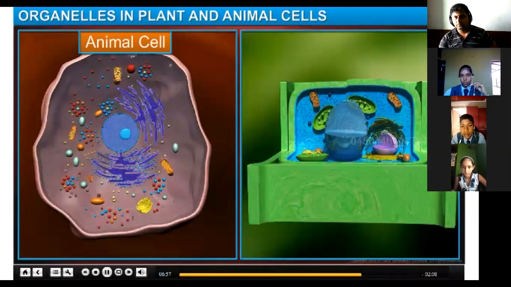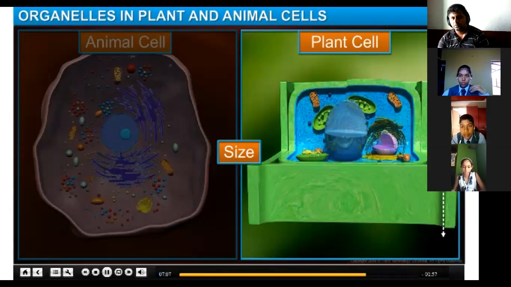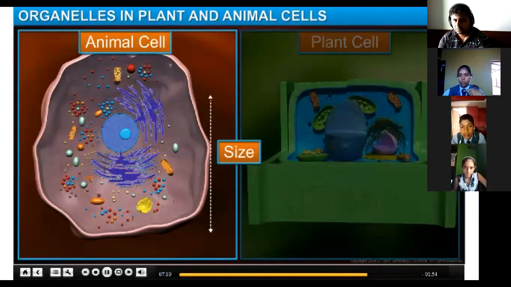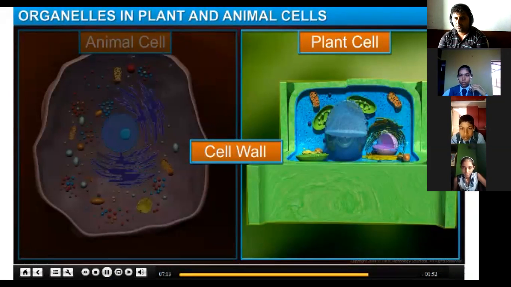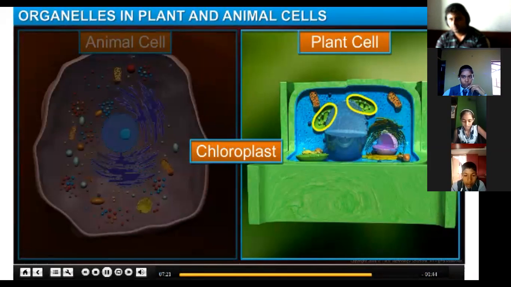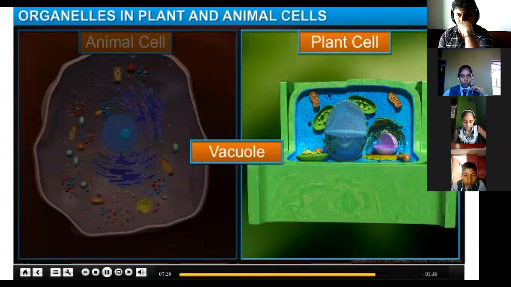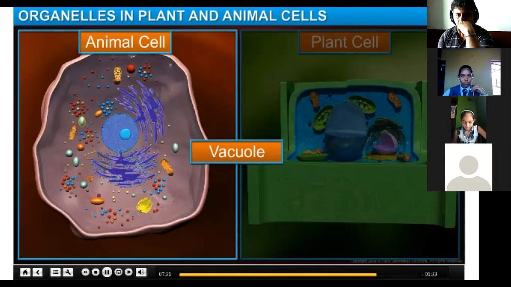Here is the animal cell and the plant cell. Let us spot the difference between these two cells. Plant cells are larger in size compared to animal cells. Plant cells have a cell wall, but animal cells do not. Plant cells have chloroplasts, but animal cells do not. Plant cells usually have a large vacuole, while animal cells have small vacuoles if present.